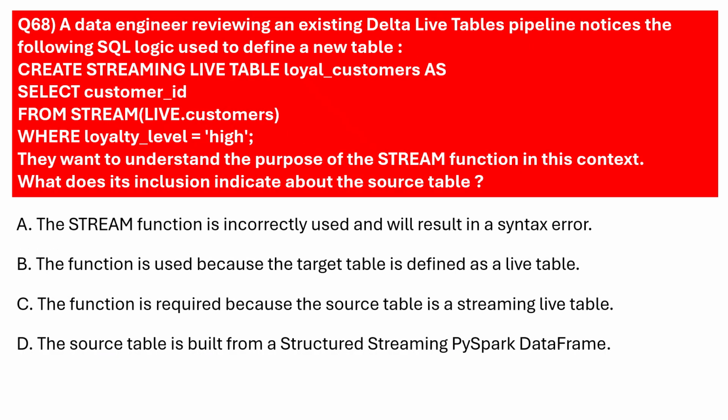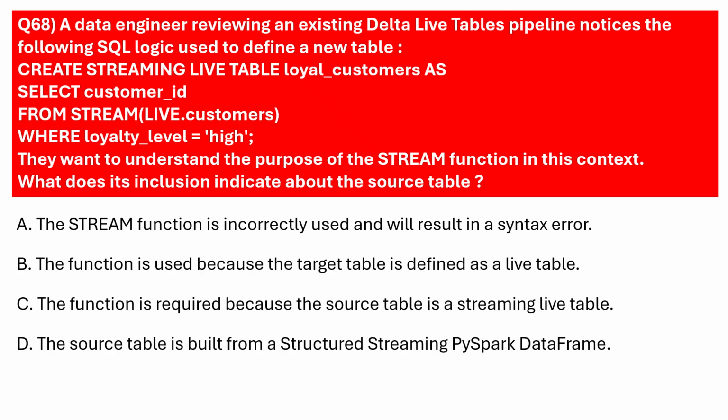Q68. A data engineer reviewing an existing Delta Live Tables pipeline notices the following SQL logic used to define a new table. CREATE STREAMING LIVE TABLE loyal_customers AS SELECT customer_id FROM STREAM(LIVE.customers) WHERE loyalty_level = 'high'. They want to understand the purpose of the STREAM function in this context. What does its inclusion indicate about the source table?